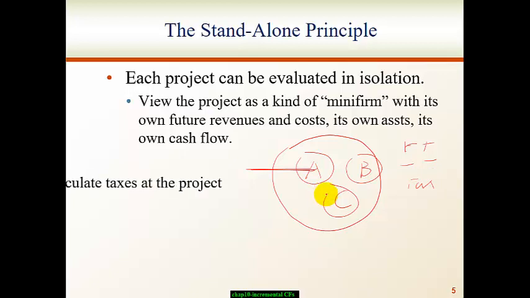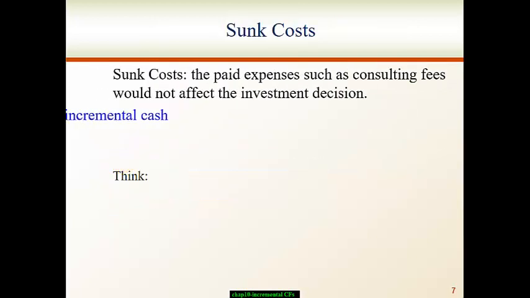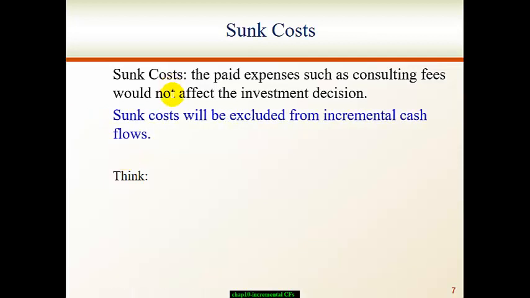So this is called the standalone principle. Below is a list of common types of cash flows: opportunity cost, side effect, change in net working capital, financing cost, taxes. All of them except for sunk cost belong to incremental cash flows. What is sunk cost? Sunk costs are the expenses already spent. For example, consulting fees for the new product, test on the market, research and development fees. So these will be excluded.